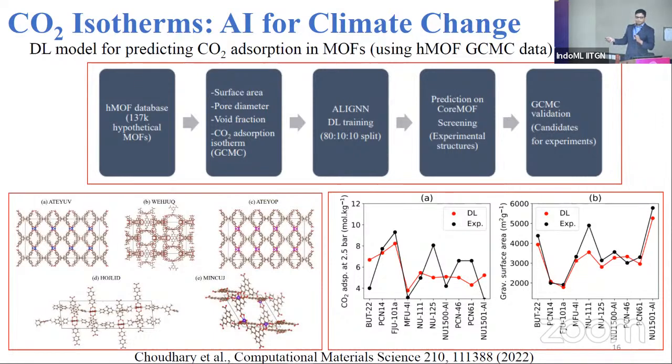DL is the deep learning and EXP is experimental data. And these are the atomic structures of some of the materials we predicted and that have been synthesized.